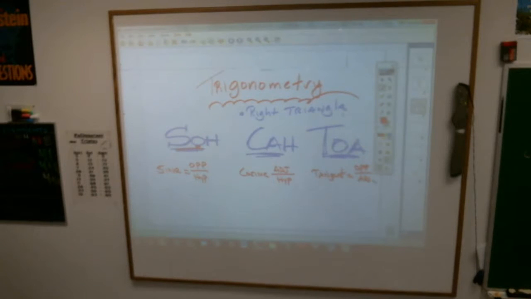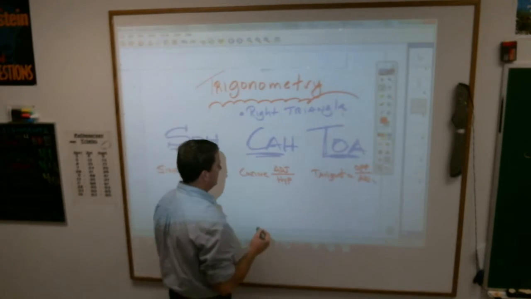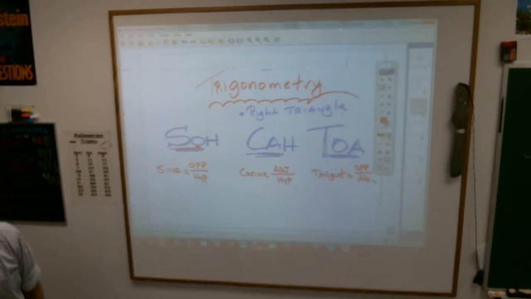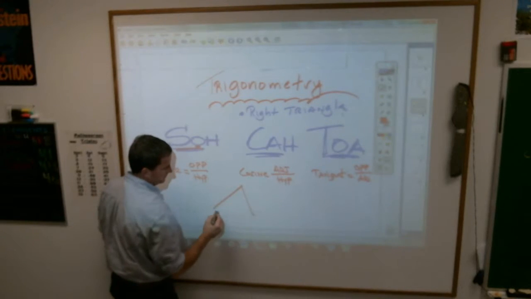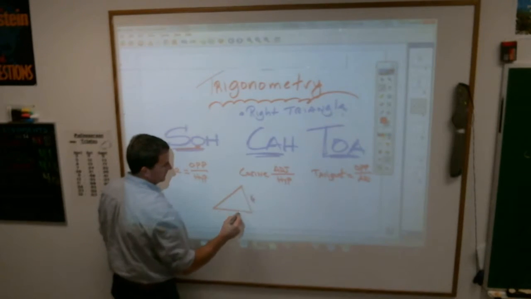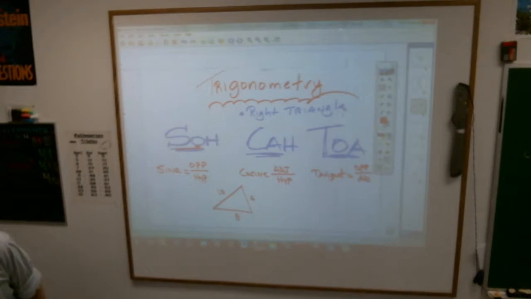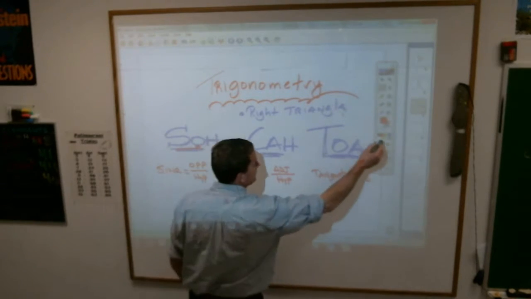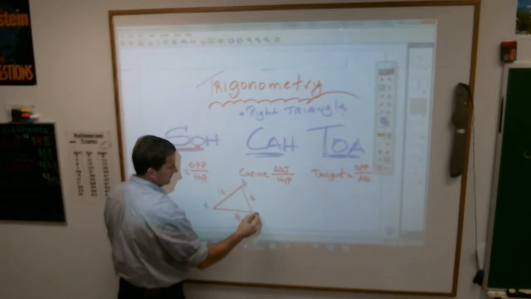So here's the deal. Okay, you are looking for this ratio. Let's say you're given this triangle. It is a 6, 8, 10 triangle, and they have to be labeled A, B, C. It doesn't have to be A, B, C, but A, B, C.